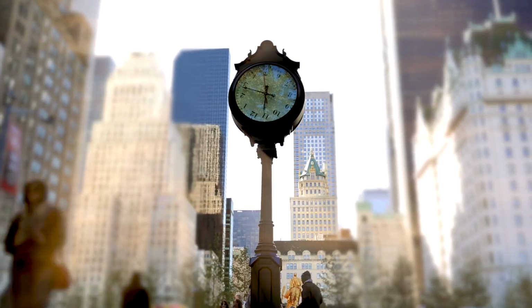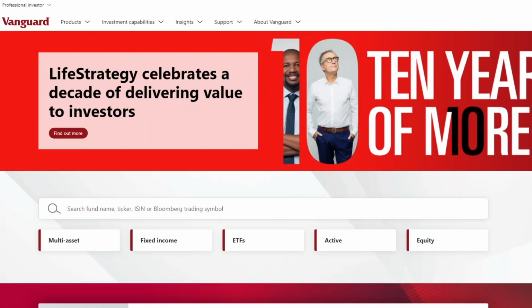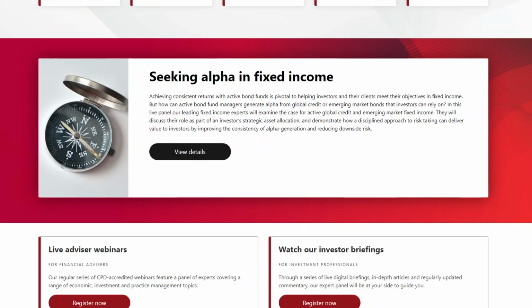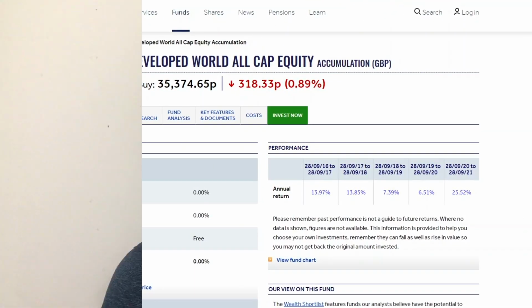Fast forward a few decades and we get to 2009, where Vanguard first moved to the UK. Their services were initially available to financial advisors, and their ETFs and index funds could only be bought through other investing platforms. But in 2017, Vanguard launched their UK investors website, which is a platform that we know and love today.